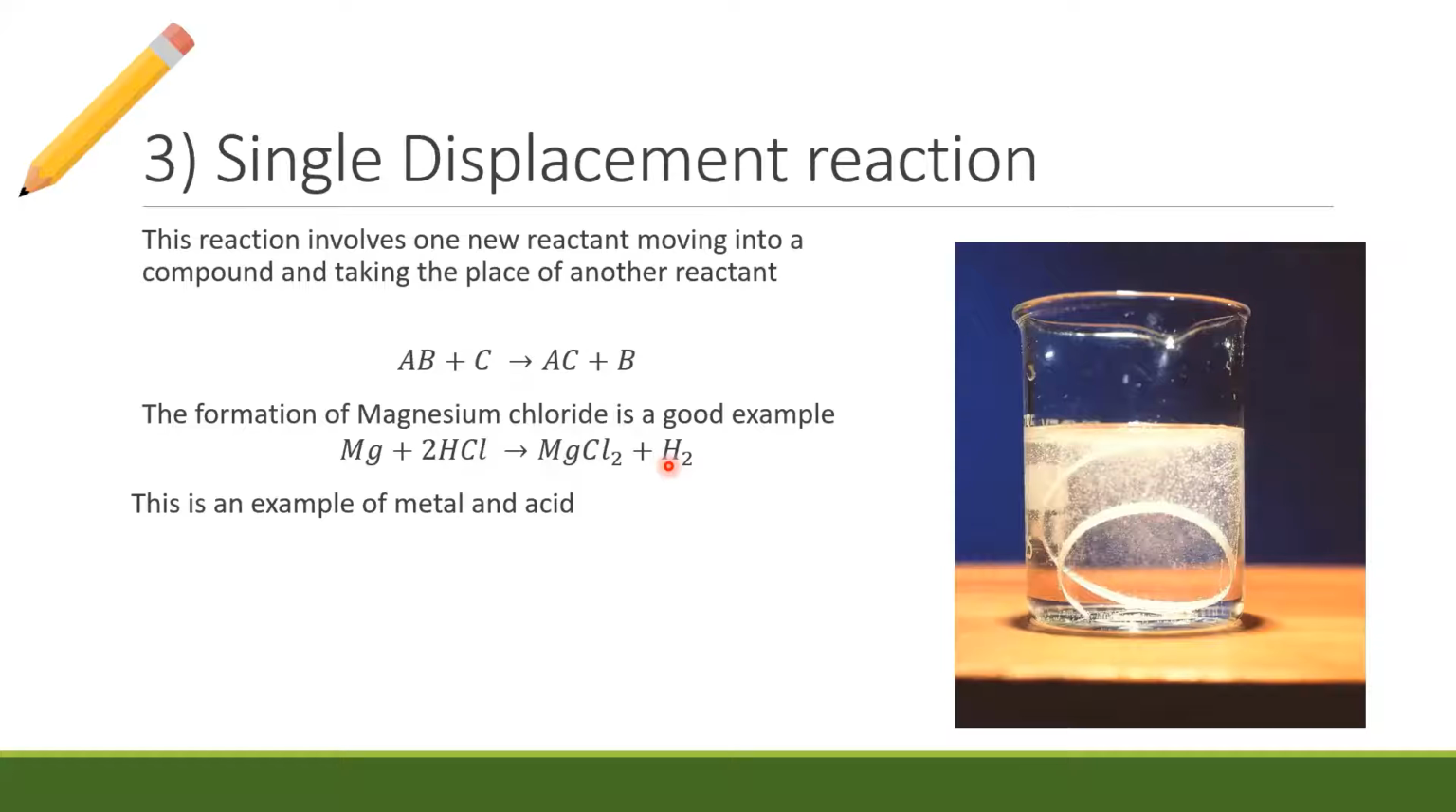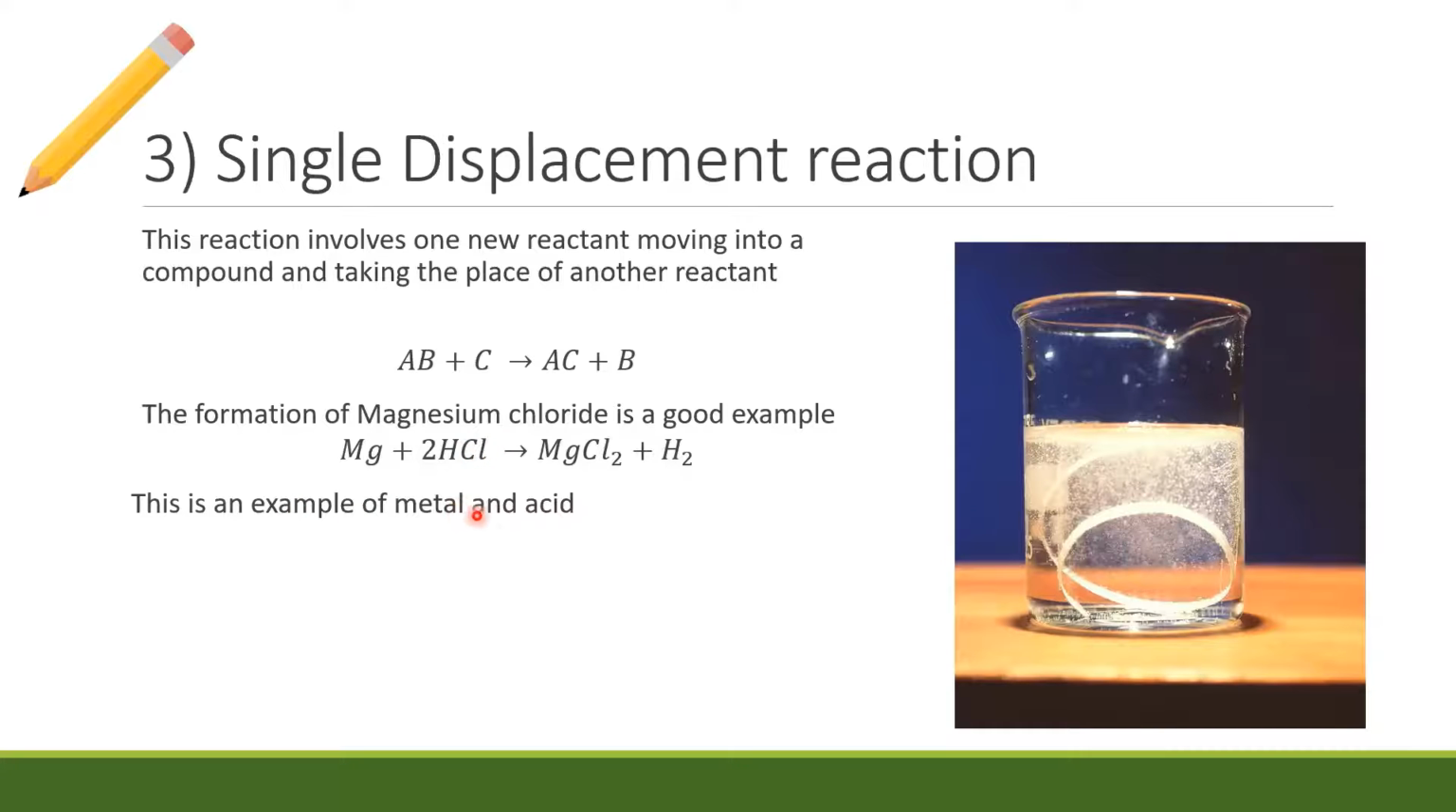Now, you might think this is a decomposition reaction, but it's not. One thing is swapping in, the other thing is swapping out. You can also tell it's not a decomposition because you can count. There are two types of reactant on the left, and two types of product on the right. Notice I'm saying types, not the amount of reactants.